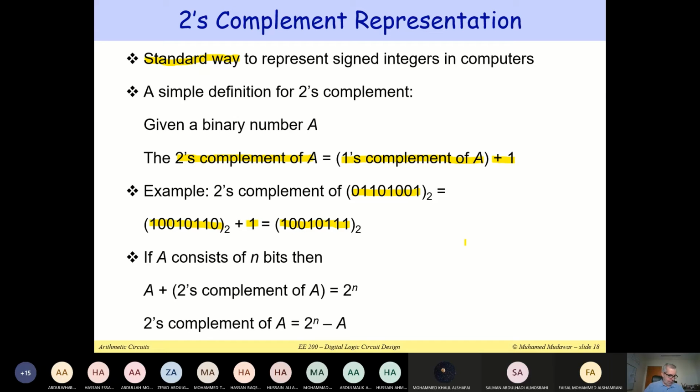Okay? Any questions about this? This is the 2's complement representation.